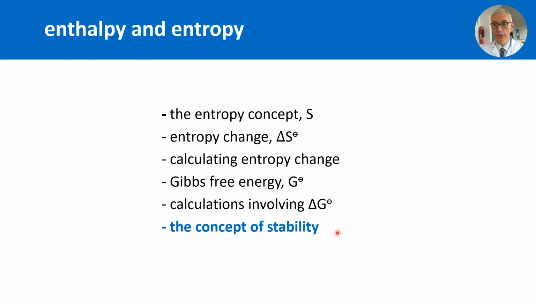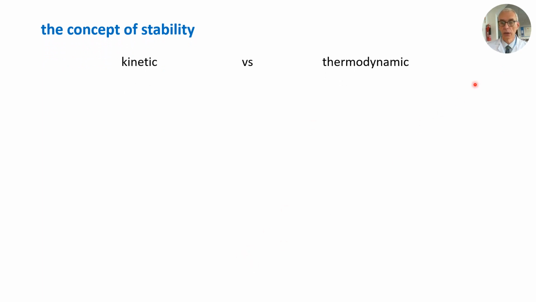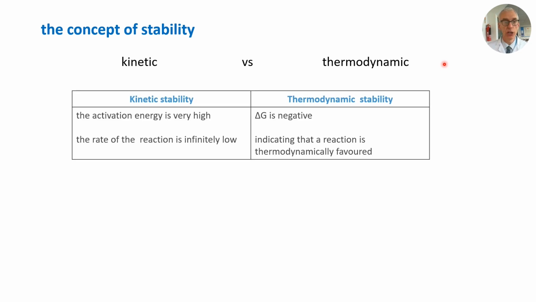A final point to discuss is the concept of stability. So we need to consider firstly the idea of kinetic stability and then compare it to thermodynamic stability. So in other words, how fast a reaction may happen versus whether it is energetically feasible. If we look at kinetic stability, for reactions with a very high activation energy, the rate of reaction is infinitely low, and we would describe such reactants as kinetically stable.